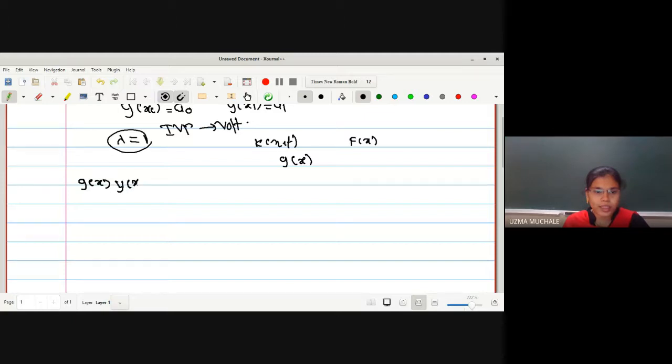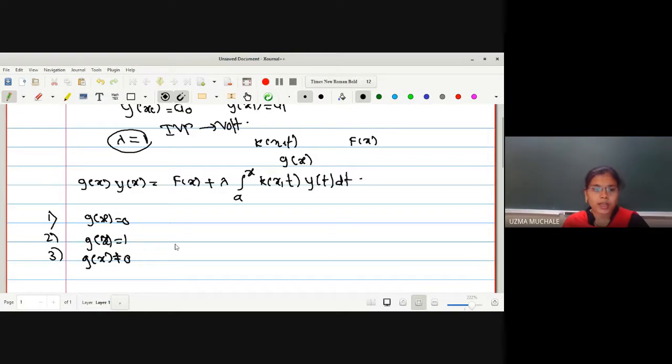g of x into y of x is equal to capital F of x plus lambda integration a to x, if the upper limit is variable, that is x is variable, and hence this is called a Volterra integral equation. And if the upper limit is constant, then it is called a Fredholm integral equation. Now, what is the first kind? If g of x is 0, then it is called first kind, and if g of x is equal to 1, then it is second kind, and if g of x is non-zero, then it is called a third kind of Volterra integral equation.